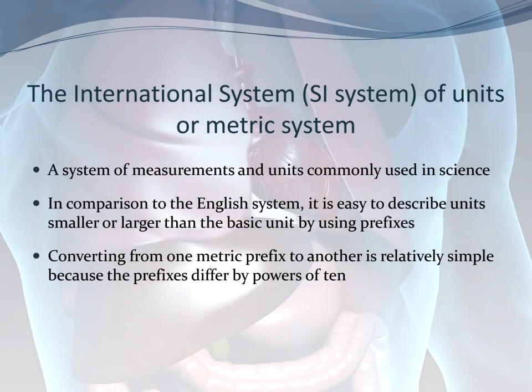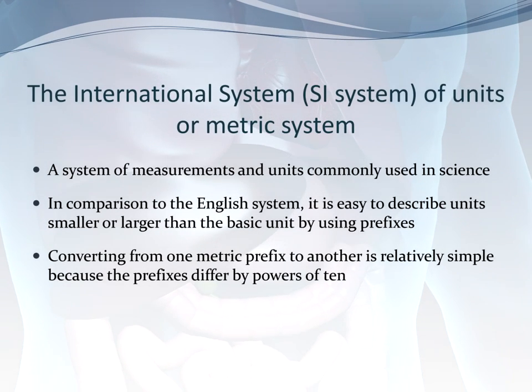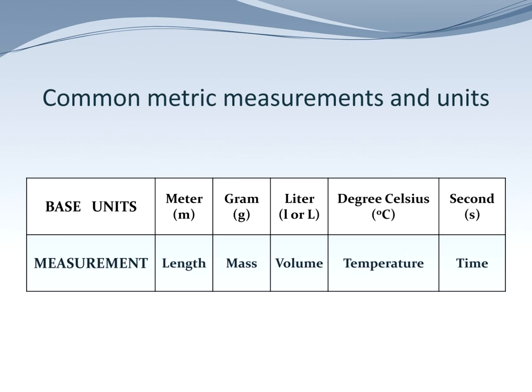The International System of Units, also known as the SI or metric system, is a system of measurements and units commonly used in science. In comparison to the English system, it is easy to describe units in the metric system that are smaller or larger than the basic unit by employing a metric prefix. Converting from one metric prefix to another is also relatively simple because they differ from each other by powers of 10. Here are some of the commonly used metric measurements and their basic units.